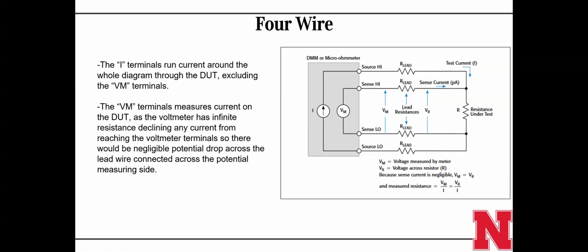Now, the VM terminals measure the voltage on the DUT, as the voltmeter has infinite resistance, declining any current from reaching the voltmeter terminals, so there would be negligible potential drop across the lead wire connected across the potential measuring side.